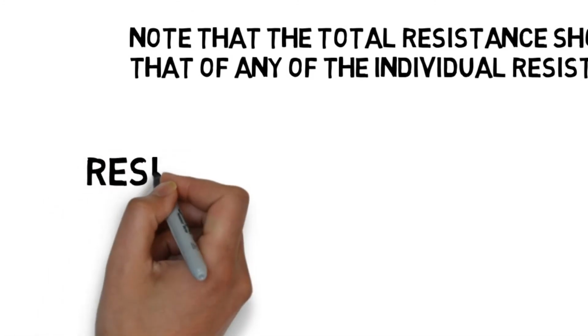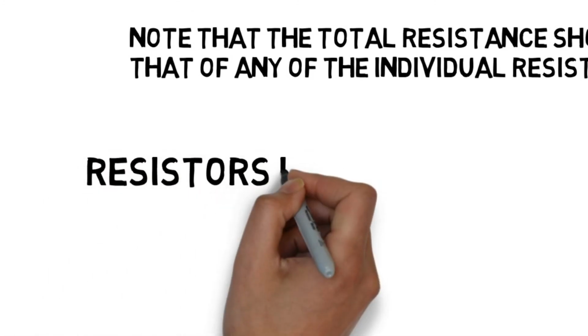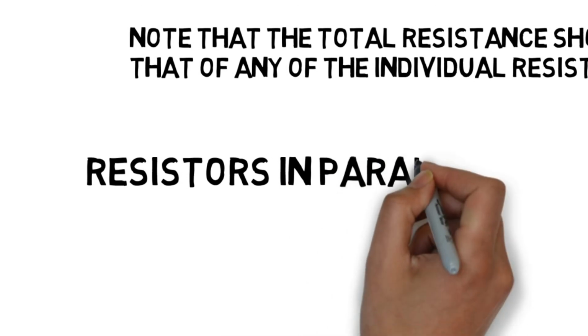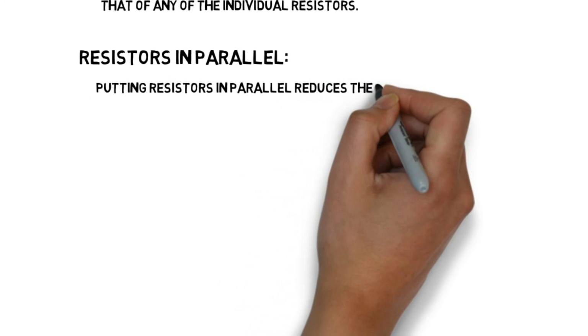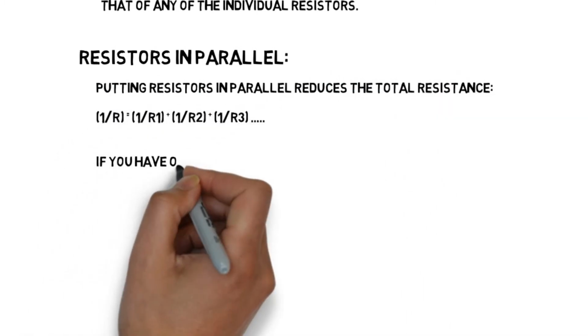Finally, we discuss regarding how to calculate resistors in parallel. Putting resistors in parallel reduces the total resistance. Note that the total resistance will be less than that of any of the individual resistors.